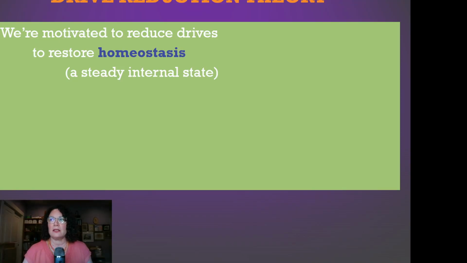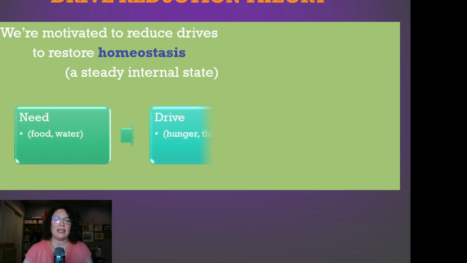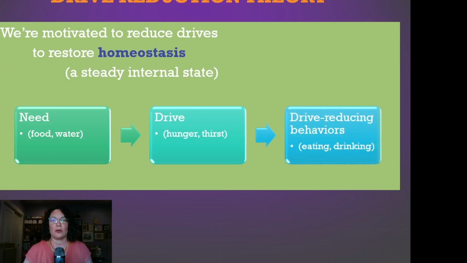So when we feel a drive to eat, it's because we're trying to maintain homeostasis, where we have the proper blood sugar levels and fullness feeling in our stomach and all the things that would make us feel homeostasis, a steady internal state. So some need drives us towards some kind of drive reducing behavior. So the need for food is going to result in the drive that we call hunger, that then will lead to the drive reducing behavior of eating. The need for water will drive us with thirst towards the drive reducing behavior of drinking water.